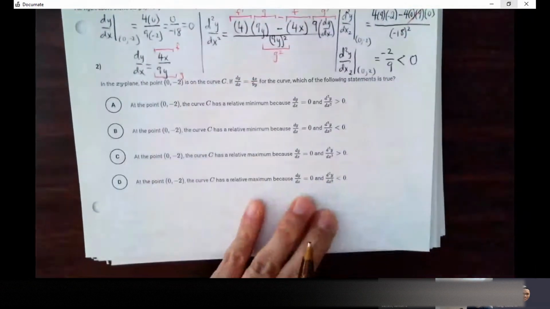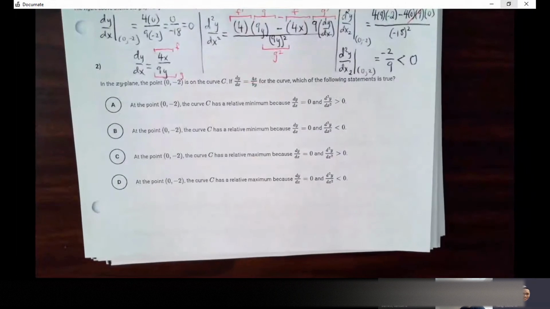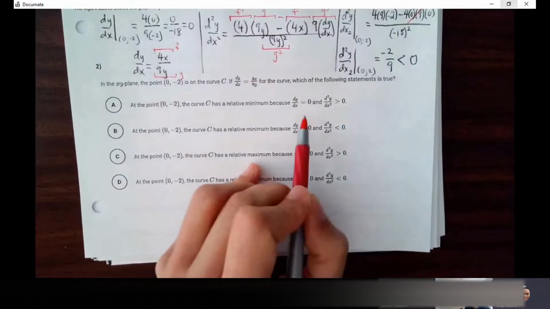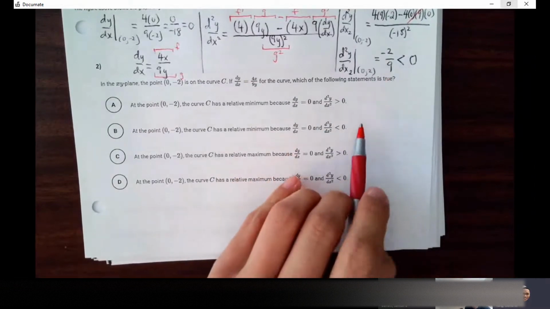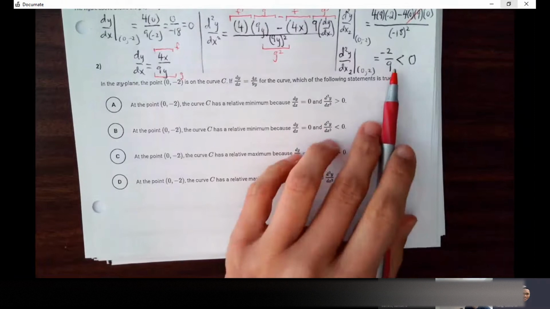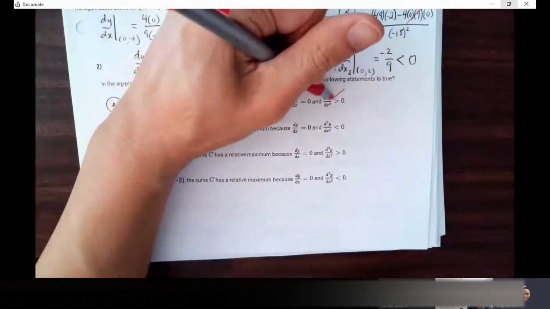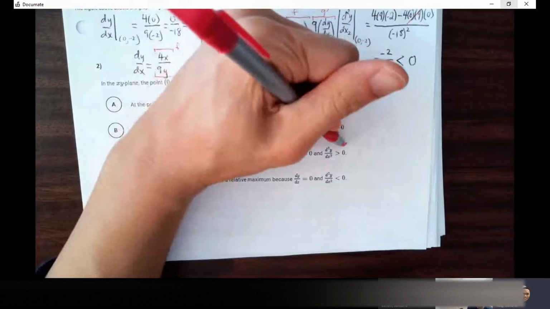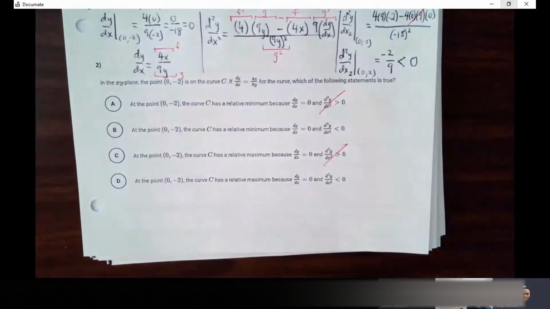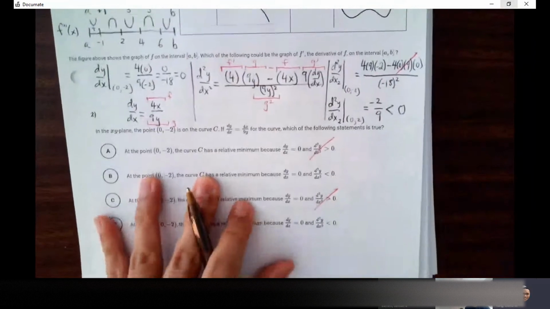Okay, so we can narrow down our options, right? All these are zeros for slope, but only a couple of these have a negative concavity, negative second derivative value. So we know this one is not right here. So we're only down to B and D. Okay, B and D. So let's see what information we have.